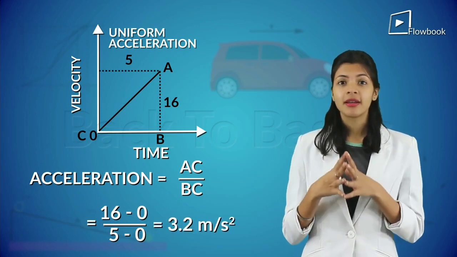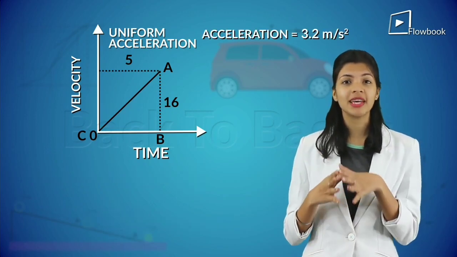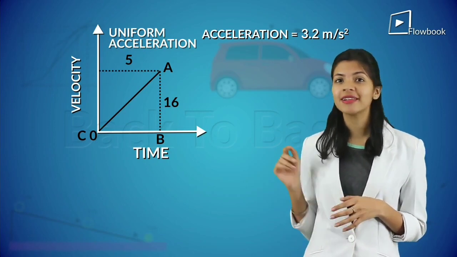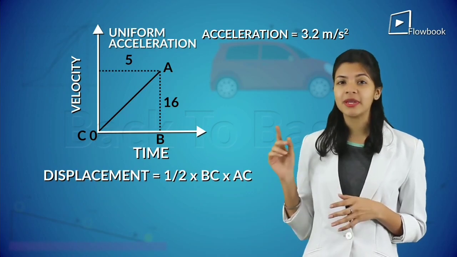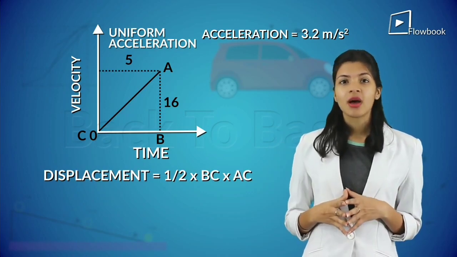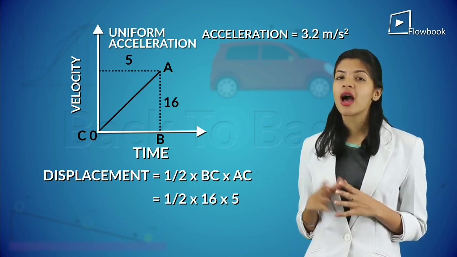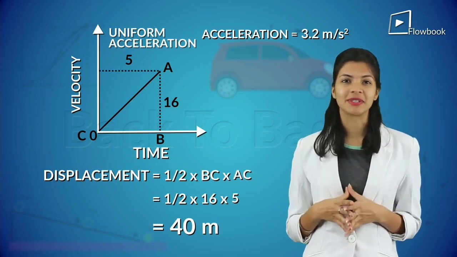Now, the displacement of this graph will be the area under the line, which is the area of the triangle ABC, which will be half into BC into AC, which is equal to half into 16 into 5, which is 40 meters. So that will be the displacement.